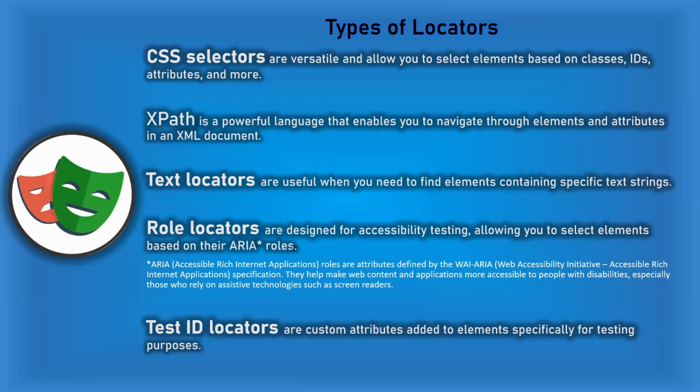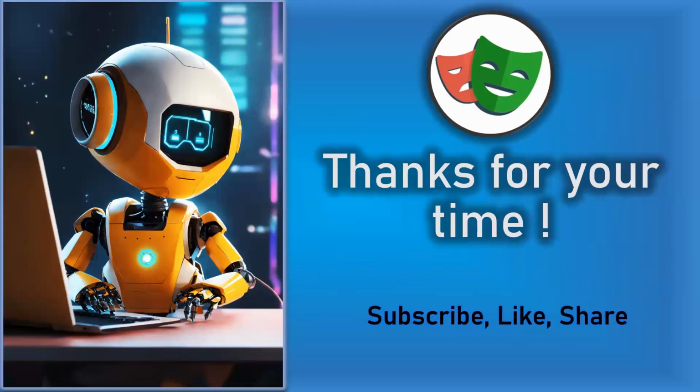Last but not least, test ID locators are custom attributes added to the element specifically for testing purposes. Yes, developers add so many attributes and IDs for the elements. But to have clear, unique, and stable locators, it is a best practice for the UI developer to add a test ID to every element, which may not change very frequently. This will be used in our test automation so that we will have robust automation. So these are the things we are going to see in this video series.